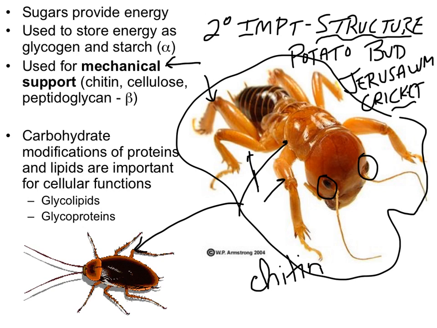And then there are some additional functions that carbohydrates are used for. You can modify lipids with sugars. You can modify proteins with sugars. Glycolipids play a particular role in cell biology. Glycoproteins, or proteoglycans, which is another name, are also proteins that have sugars. Those play additional roles, and we will talk about some of these as we go through the course, but I want you to remember that sugars play an important role in both mechanical support, structure, and in providing energy.